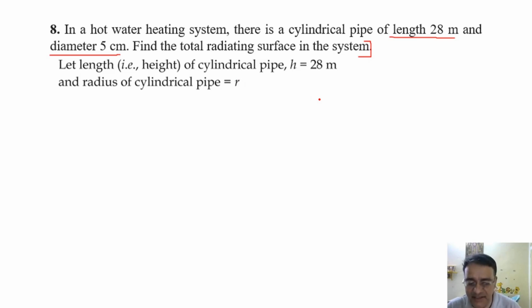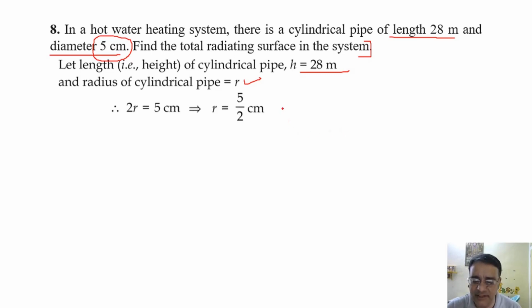So what we have to find here is CSA. What is the formula of CSA? 2 pi RH. Height is given as 28 meter, and let the radius be r and the diameter is 5 centimeter. So how will you write the radius then? 5 by 2, 2.5. Right, r is equal to 5 by 2 centimeter. And we will convert the height into centimeter, so 2800 centimeter.